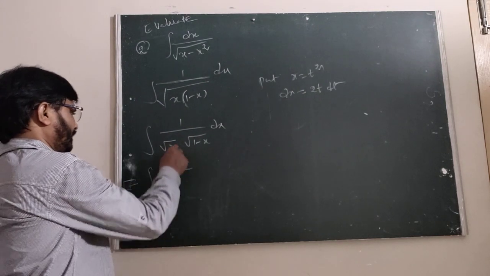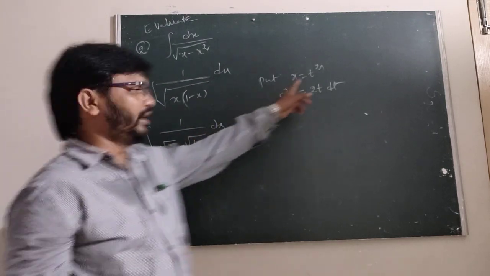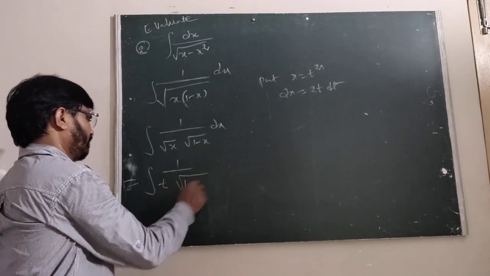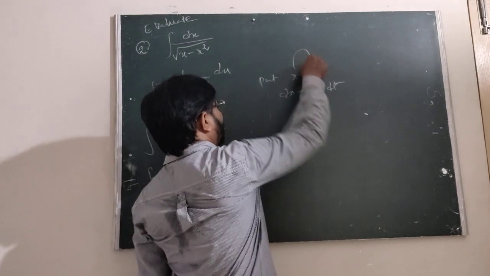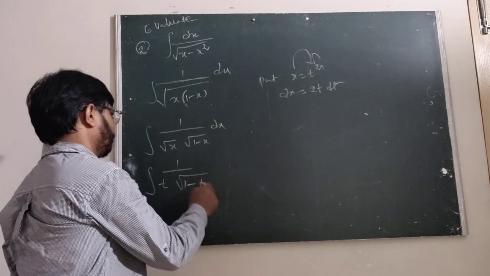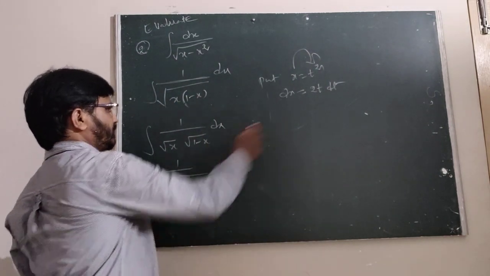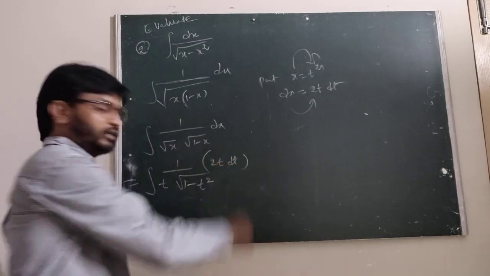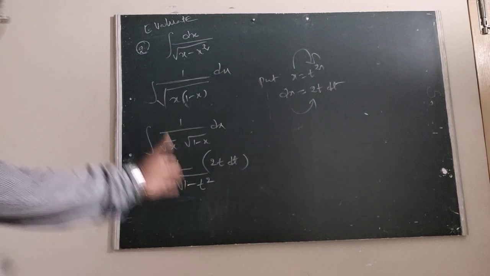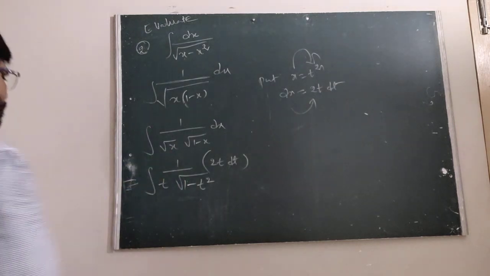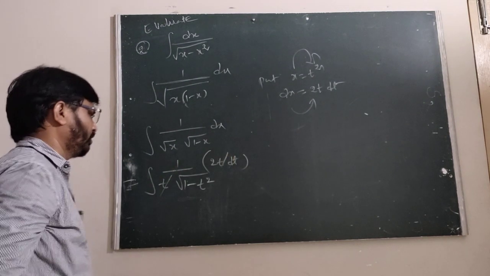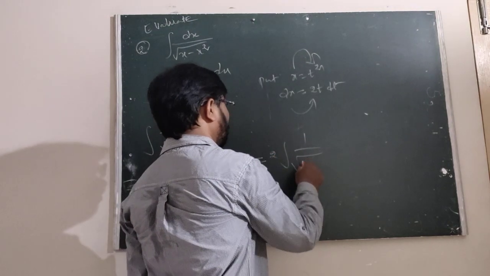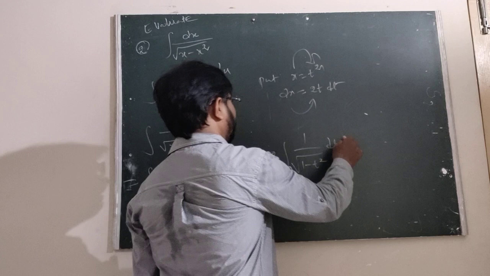We are getting 1 by root of t square. Root of t square is t. Under root 1 minus, x is t square, and the value of dx is 2t into dt. So in that we observe the t term cancels. Now we are getting 2 into 1 by under root 1 minus t square dt.